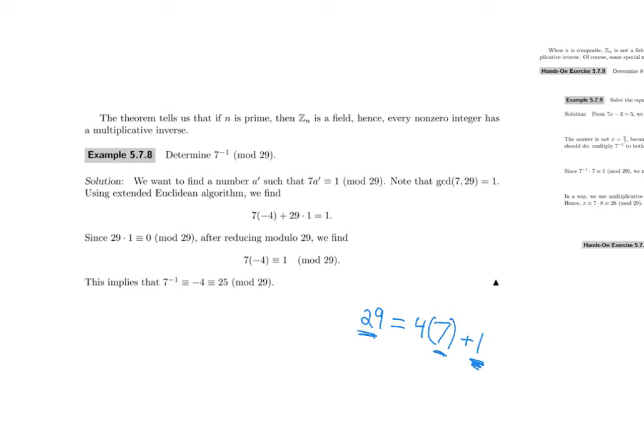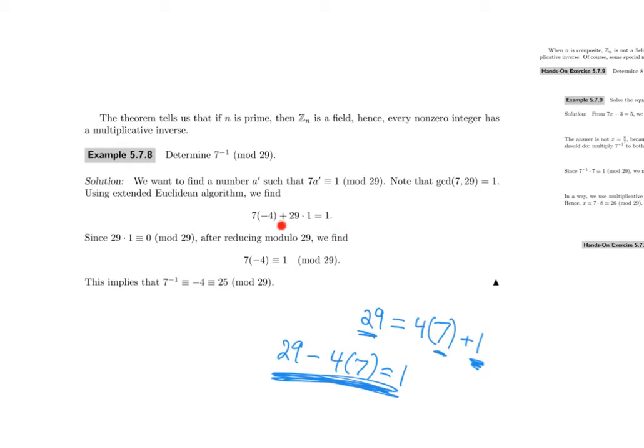If I just subtract 4 times 7 from both sides of this equation, I'm actually going to get 29 minus 4 times 7 is equal to 1. That's my linear combination that I need. They rewrote it this way up here. So 7 times negative 4 plus 29 times 1 is equal to 1.